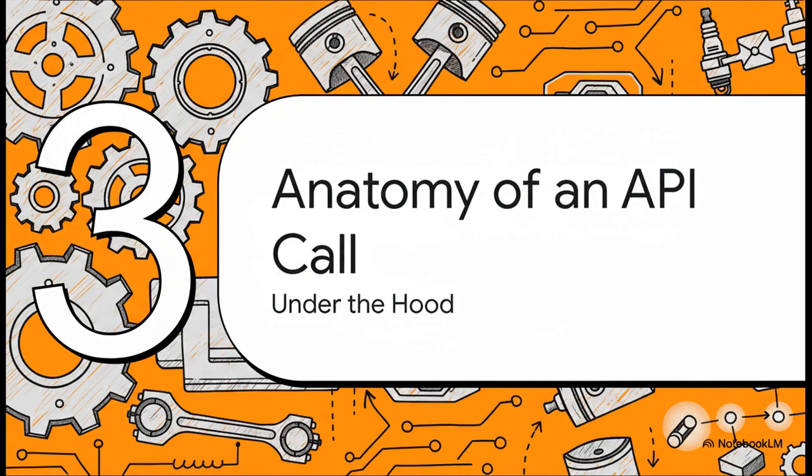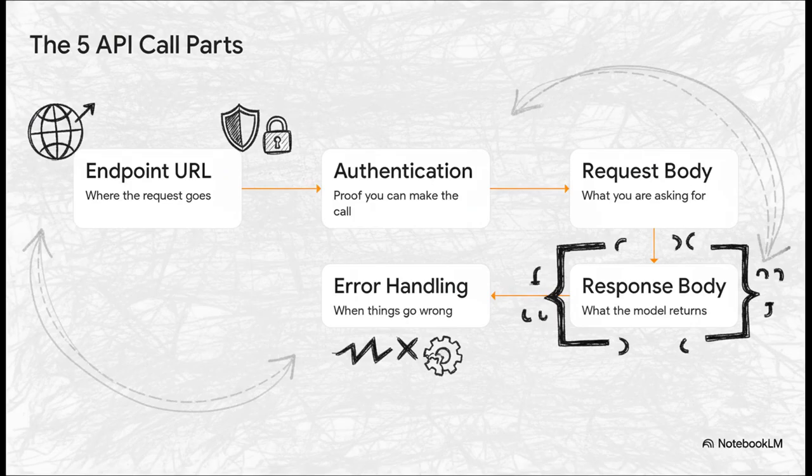Section 3. Anatomy of an API call. It's time to fully open up the engine block and look at the universal parts that make an API tick. Every single first-party API call out there has exactly these 5 parts. First, the endpoint URL, which basically tells your request where to go. Second, authentication, to prove you're actually allowed to make the call.